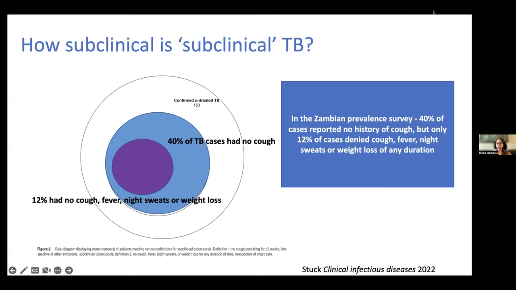So in the Zambian prevalence survey, when they defined absence of symptoms as just no cough, then 40% of the proven TB cases had no cough. But if you define absence of symptoms as no cough, no fever, no night sweats, and no weight loss, then the number of truly subclinical TB disease dropped significantly. So it's only 12%.